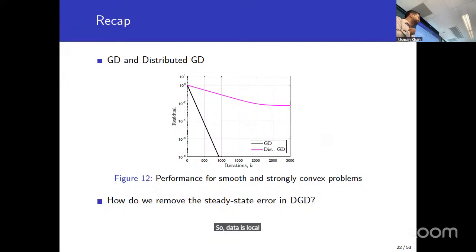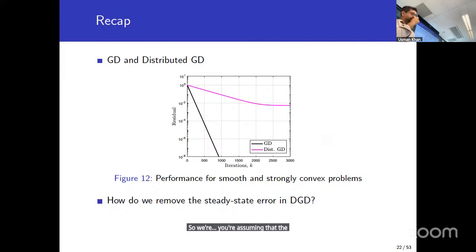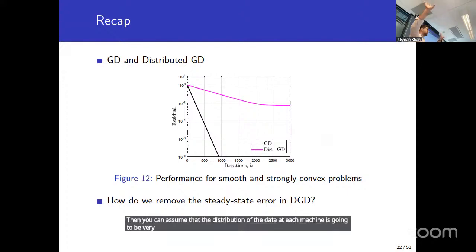I could argue that the data could be evenly distributed across the servers, but here you're assuming that the data is very local, and therefore that causes this. Yeah. So if you think of your data set and you uniformly distribute it to individual machines, then you can assume that the distribution of the data at each machine is going to be very similar to the global distribution. In which case you will still incur a non-zero steady state error, but this will be much lower.